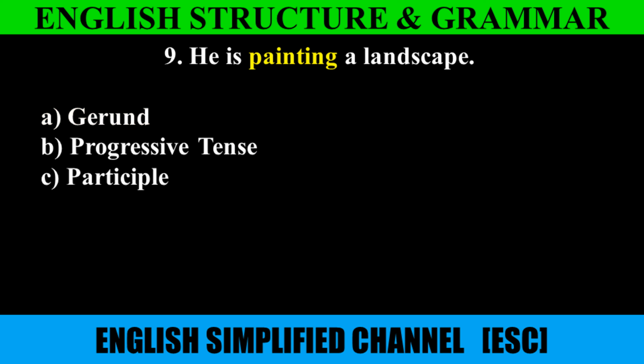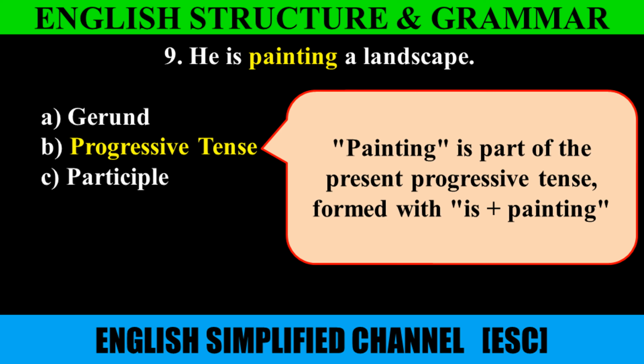9. He is painting a landscape. A. Gerund. B. Progressive tense. C. Participle. Answer: progressive tense. Explanation: painting is part of the present progressive tense, formed with is, present tense of be, plus painting, the ing form of the verb. This indicates an ongoing action.